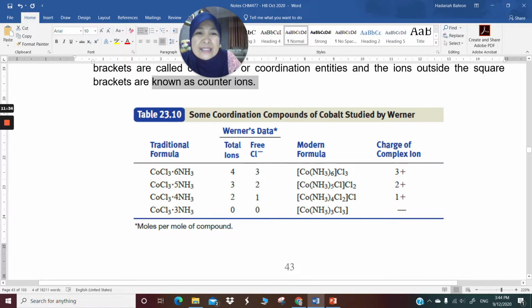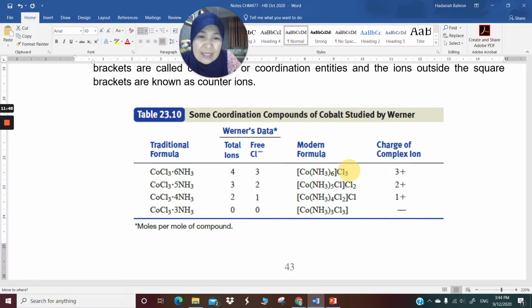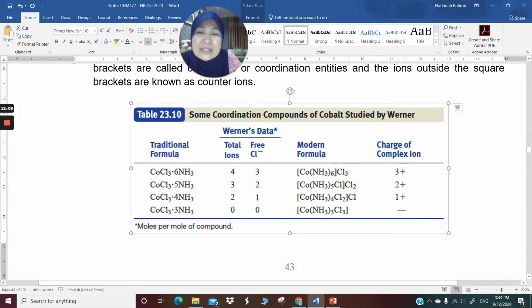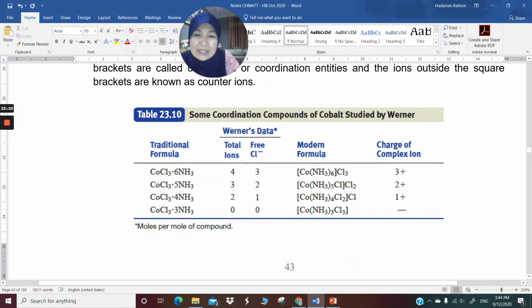So this is what Werner discovered. CoCl3·6NH3 in modern coordination chemistry is written as [Co(NH3)6] in the square bracket, and the Cl3 is outside of the square bracket. The one in the square bracket is called the complex ion, and the chloride on the outside is called the counter ions. Okay, let me write that down.